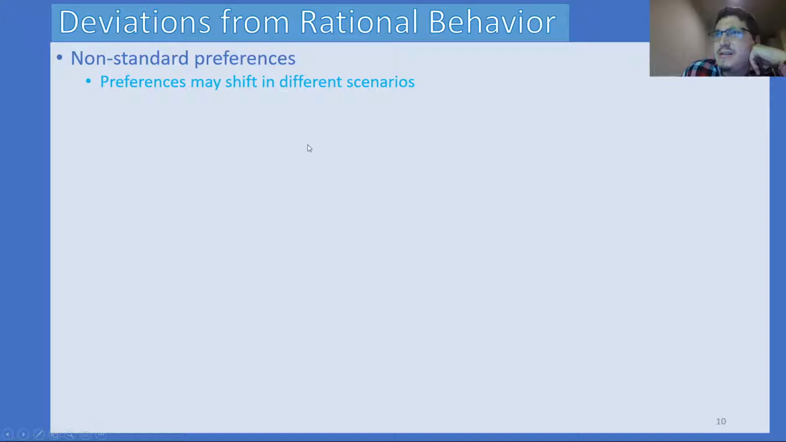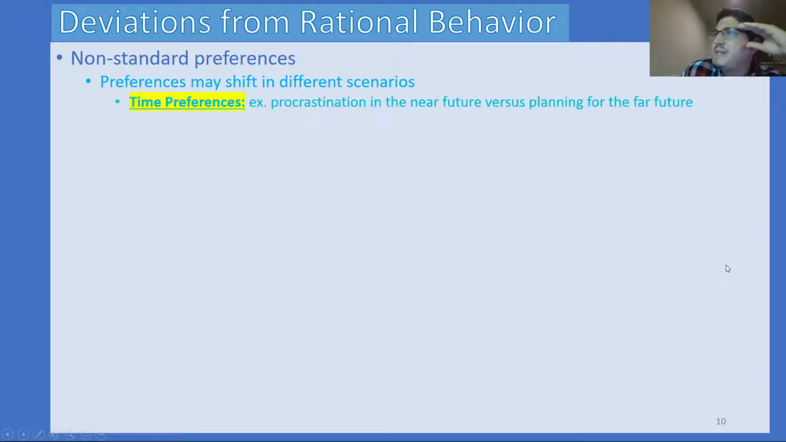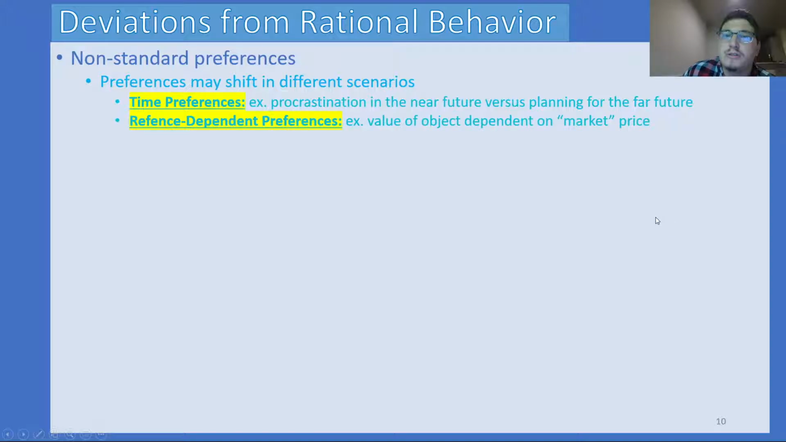So the first class here is non-standard preferences. That is, preferences might shift in different scenarios. So you could have different time preferences. Procrastination is an example of this. I procrastinate in the near future. I put off work that I need to do in the near future. But at the same time, I'm planning for the far future. I'm planning for what my life is going to look like 20 years from now, all the while neglecting maybe going to the gym and exercising so that I have a better quality of life 20 years from now. That's going to be time preferences. There are other behaviors in here that we're going to talk about, but that's one major example.